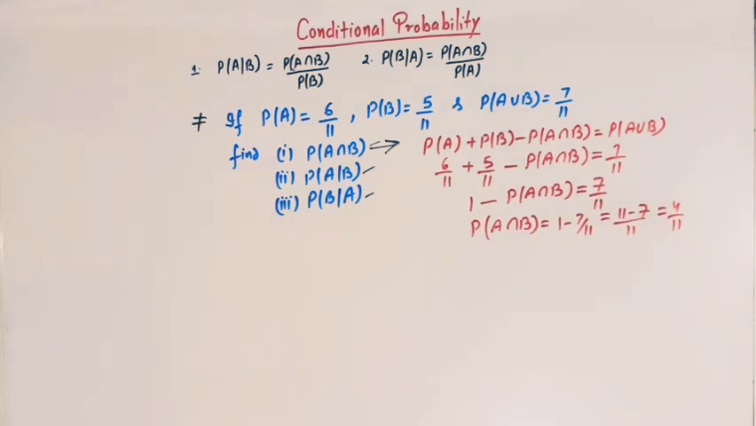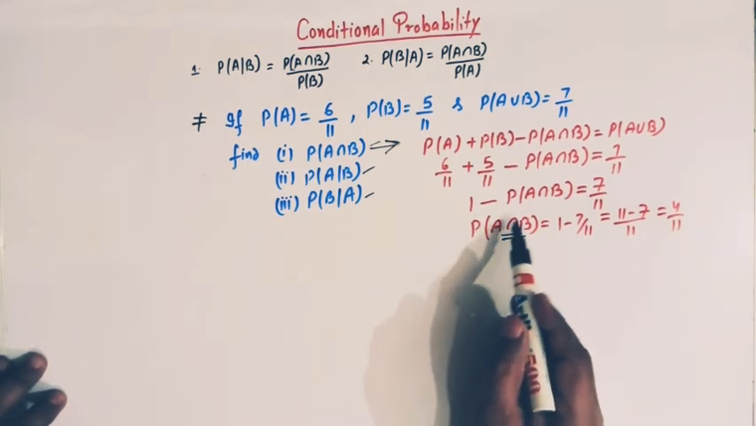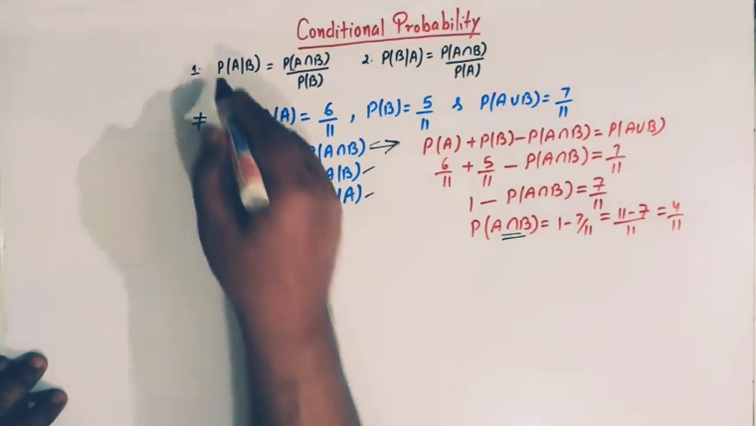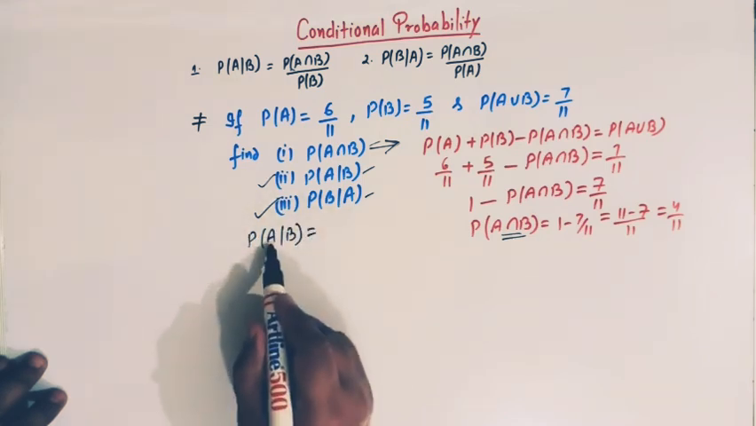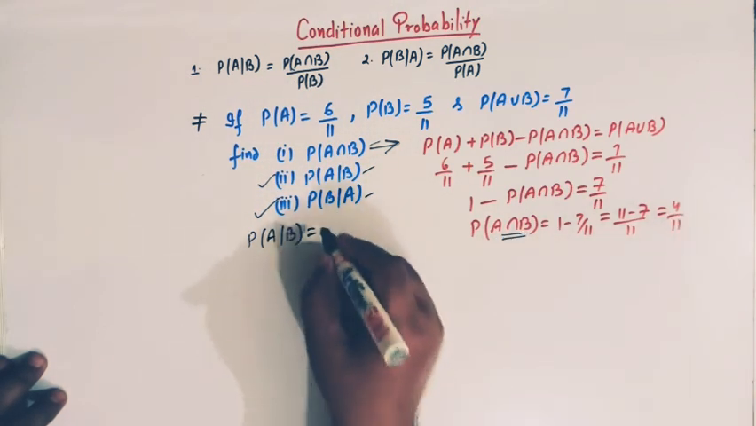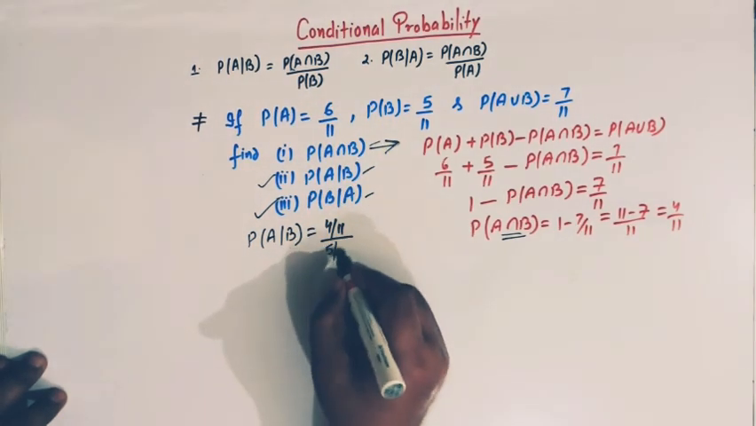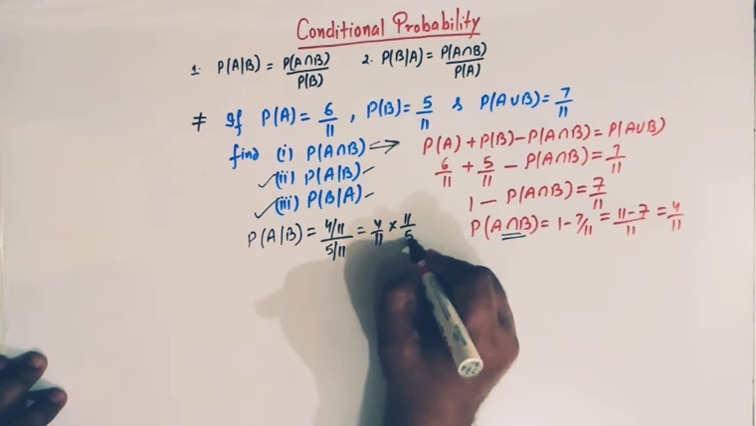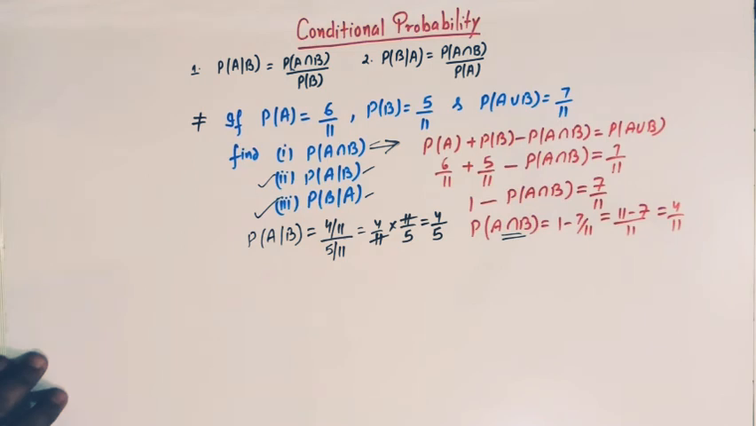So once we have obtained the value of the probability of A intersection B, we can easily find out these two quantities. So P A by B, that is the conditional probability of A, is given by P A intersection B over P B, and P A intersection B is 4 by 11 and P B is 5 by 11. So we can write it as 4 by 11 times 11 over 5. So 11 and 11 get cancelled, so we have 4 over 5, right?